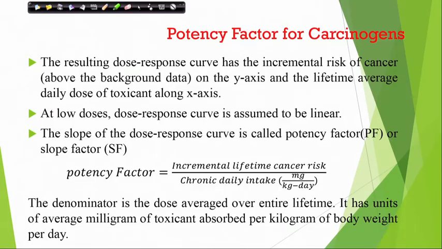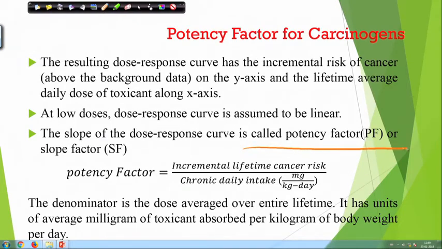Now, we can calculate the potency factor for a carcinogen. The resulting dose response curve has the incremental risk of cancer above the background data on the y axis, and the lifetime cancer toxicant dose along the x axis. At low doses, the dose response curve is assumed to be linear, and the slope of the dose response curve is called the potency factor or the slope factor. Some people call it a slope factor, some people call it potency factor. So, that is the slope.